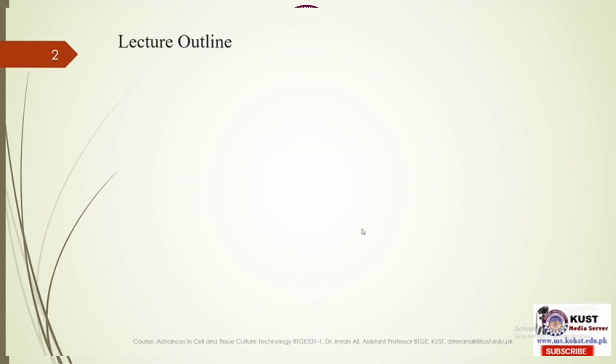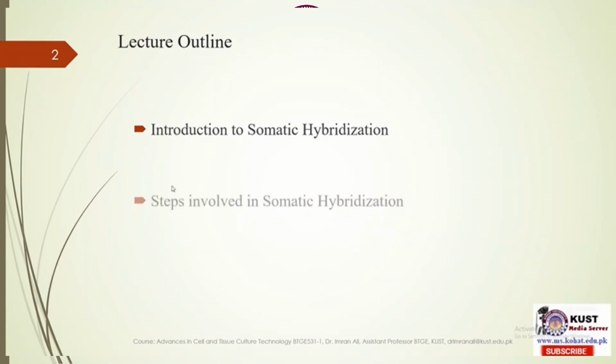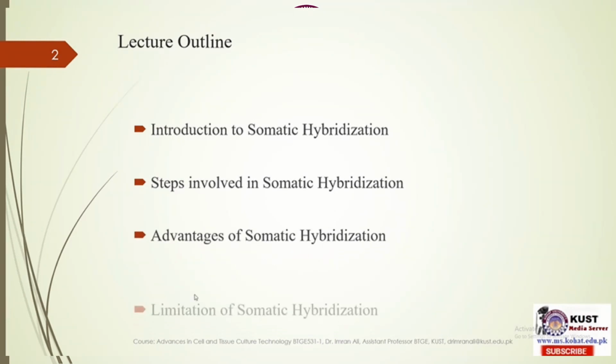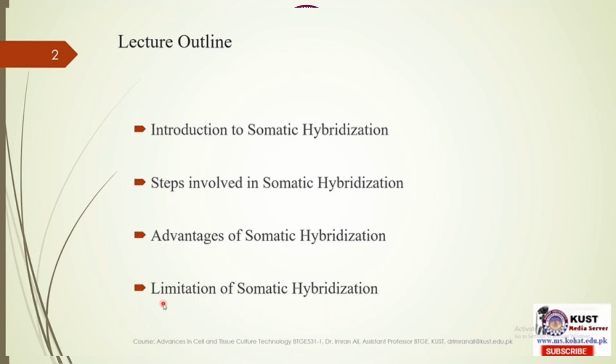So, today's lecture outline is: first we will discuss the introduction to somatic hybridization. We will also discuss the steps involved in somatic hybridization. We will discuss the advantages of somatic hybridization. And then finally we will discuss the limitations of somatic hybridization.